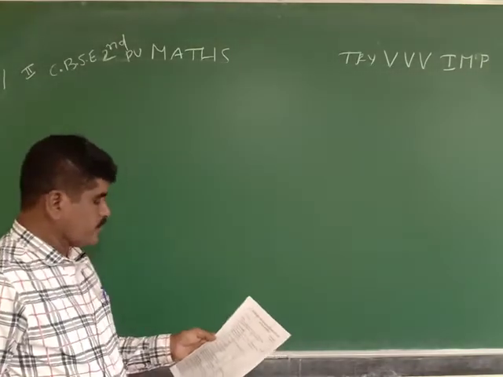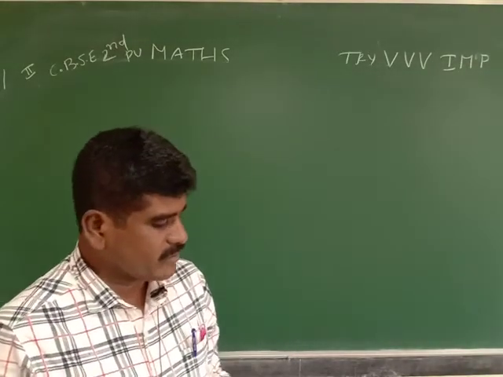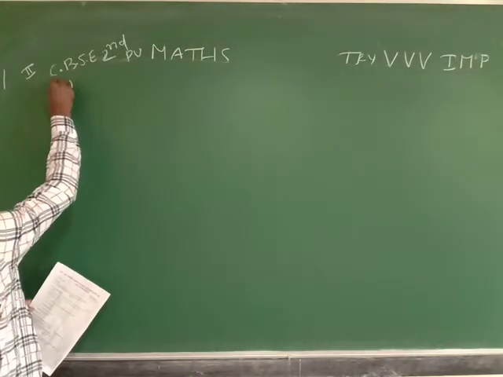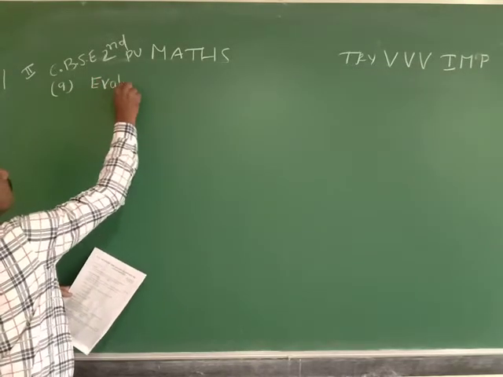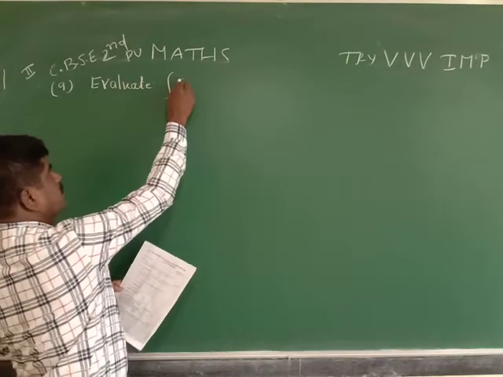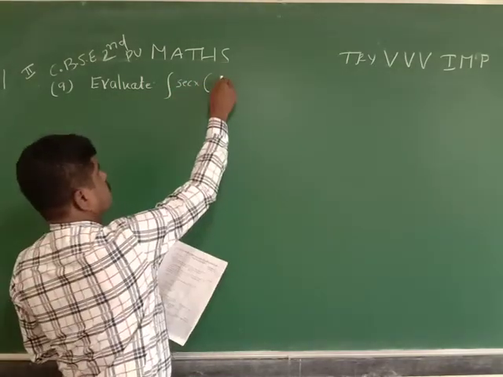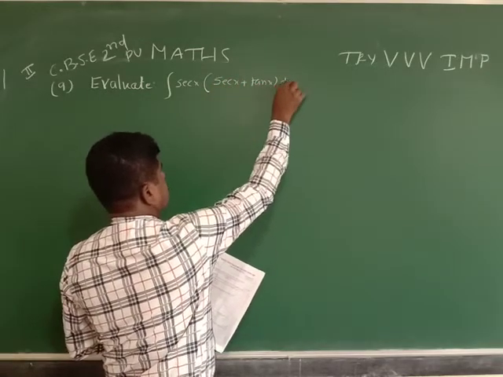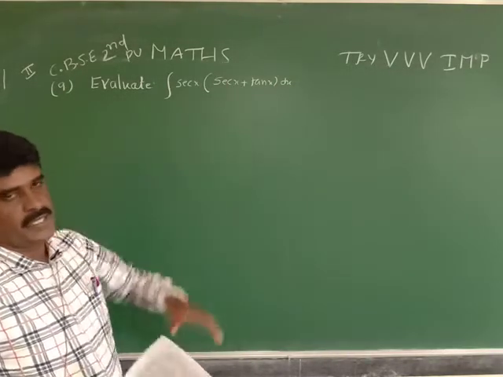In model paper 2, up to 8 questions are discussed. Now we are going to take the 9th question in the second model paper. Evaluate the integration of secant x into secant x plus tan x dx.